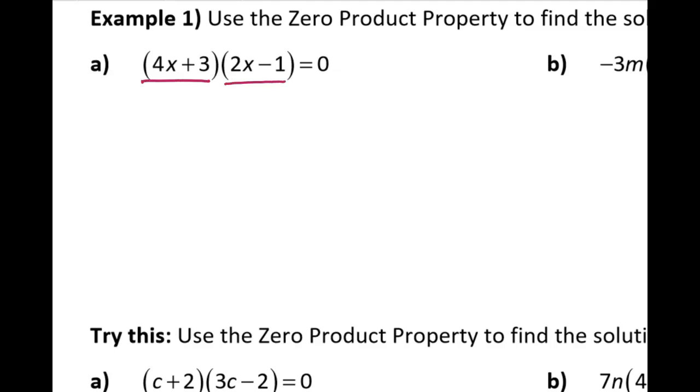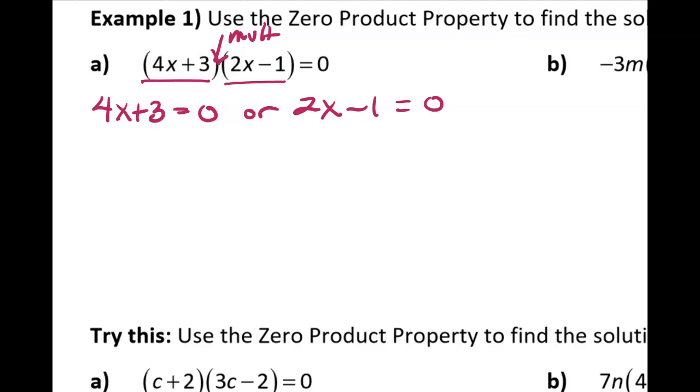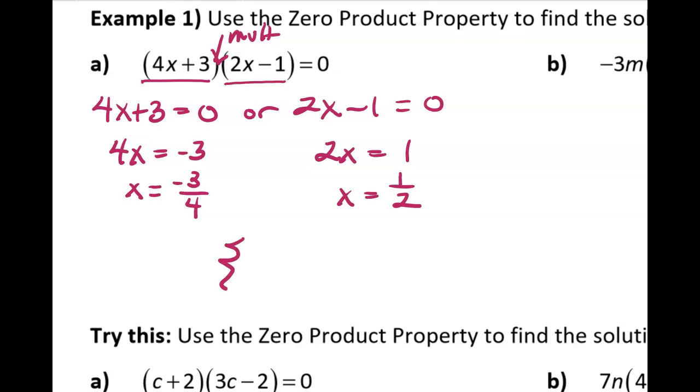Well, in example 1, we have an example where two factors, 4x plus 3 is one and 2x minus 1 is the other, are being multiplied, and the result is 0. So one of two things must be true. Either 4x plus 3, the first factor, is equal to 0, or 2x minus 1, the second factor, is equal to 0. Now we can solve each one of these. We can subtract 3 over here and then divide by 4, and we get x equals negative 3/4. And for the other equation, we can add 1 to both sides and then divide by 2. We get x equals 1/2. That gives us a solution set. Two solutions for this equation, negative 3/4 and 1/2.